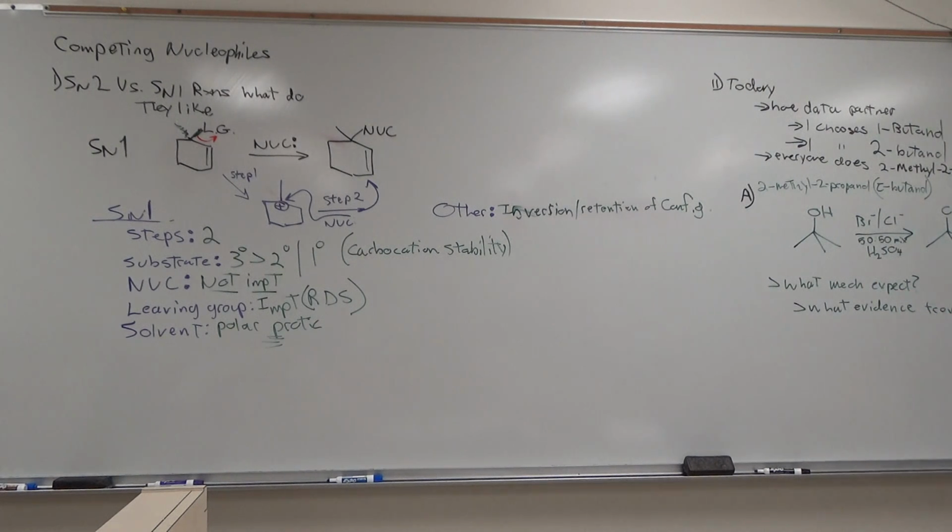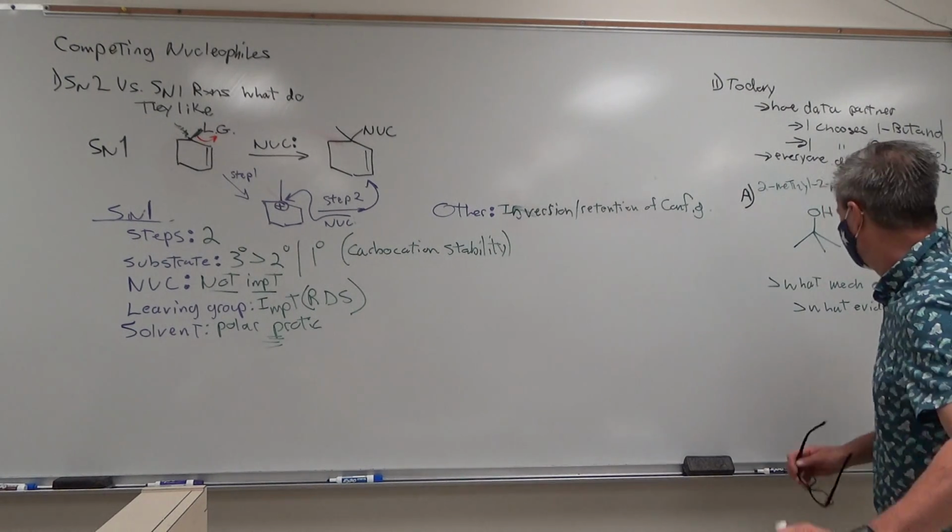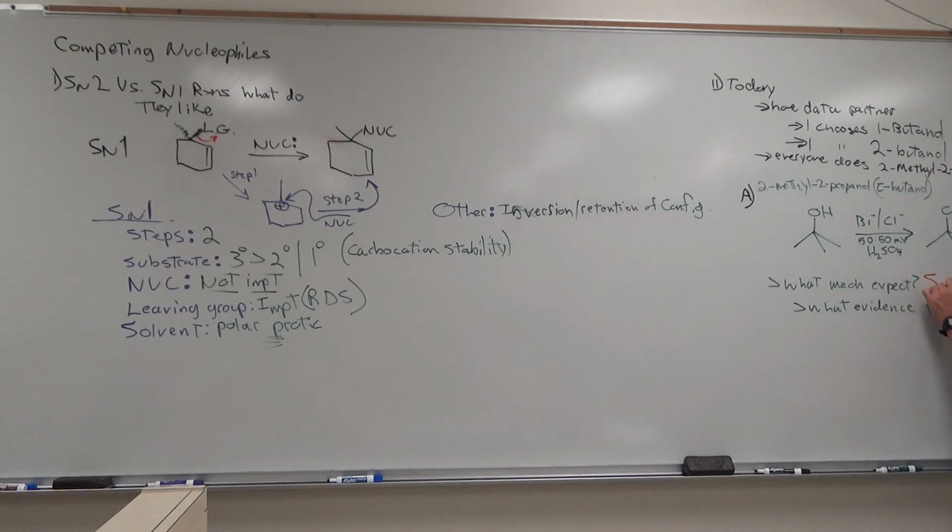What mechanism do we expect? SN1. Very good. All right. What evidence, if that's indeed the case, we'll use GC for this one, we'll get the ratio, talk about how we do that. It's tertiary. Yes, that's how you knew to make this guess.